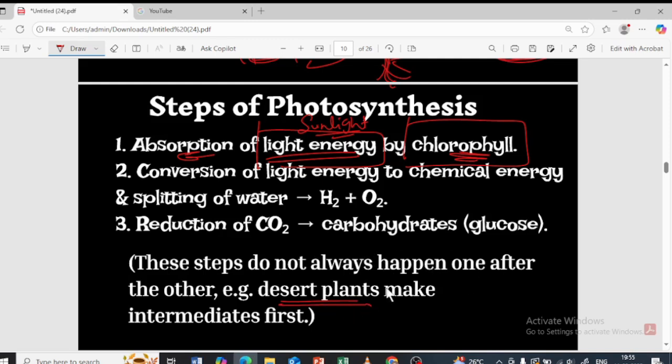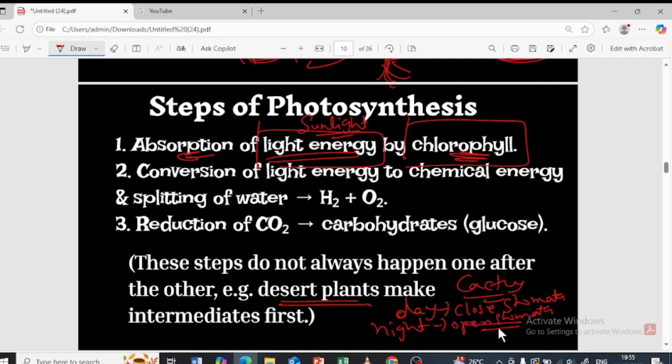So in the case of the desert plants, for example cactus, what happens? They do not get a proper amount of water, right? So they tend to save the water. So what do they do? During the daytime they close their stomata, because if they open their stomata, transpiration is going to take place and the water will be lost. So in order to prevent that, during the daytime they will close their stomata, and during the night time they will open their stomata.